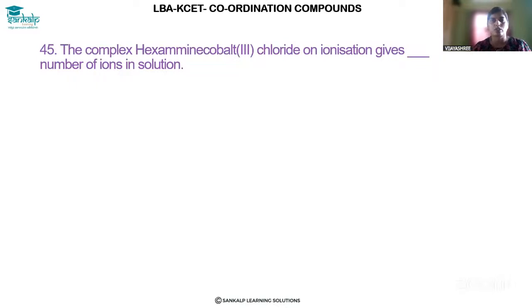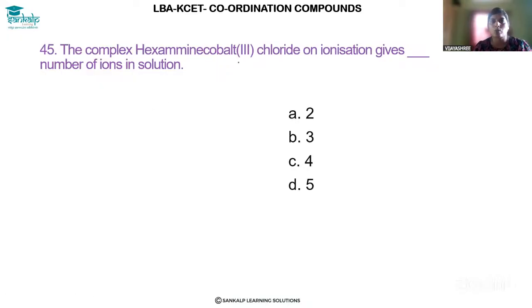Let us look at question number 45. The complex hexaamminecobalt(III) chloride on ionization gives dash number of ions in solution. Options: option A 2, option B 3, option C 4, and option D 5.